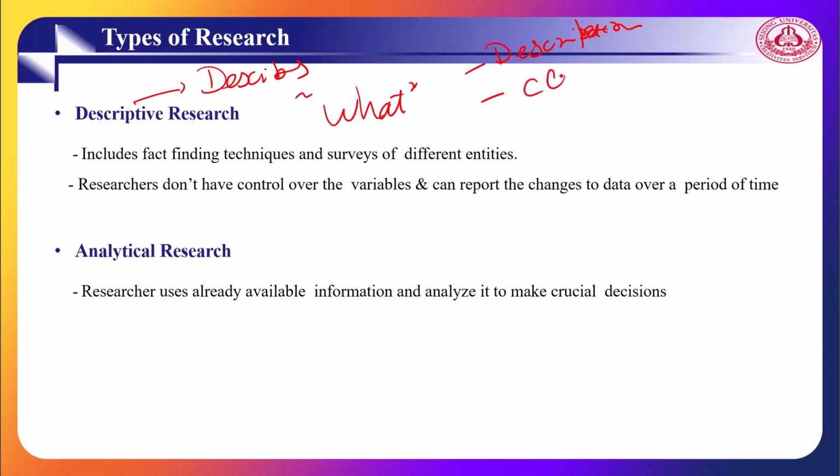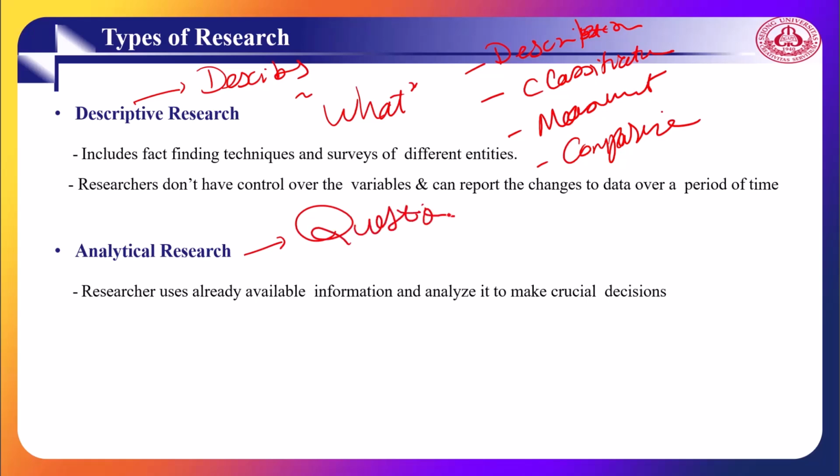It can be, say, classification. It can be measurement, and it can be comparison. So this is kind of descriptive research. Then we have analytical research. The difference between descriptive and analytical research is based on the kind of question that we have. So descriptive research attempts to determine, describe, and identify what it is.